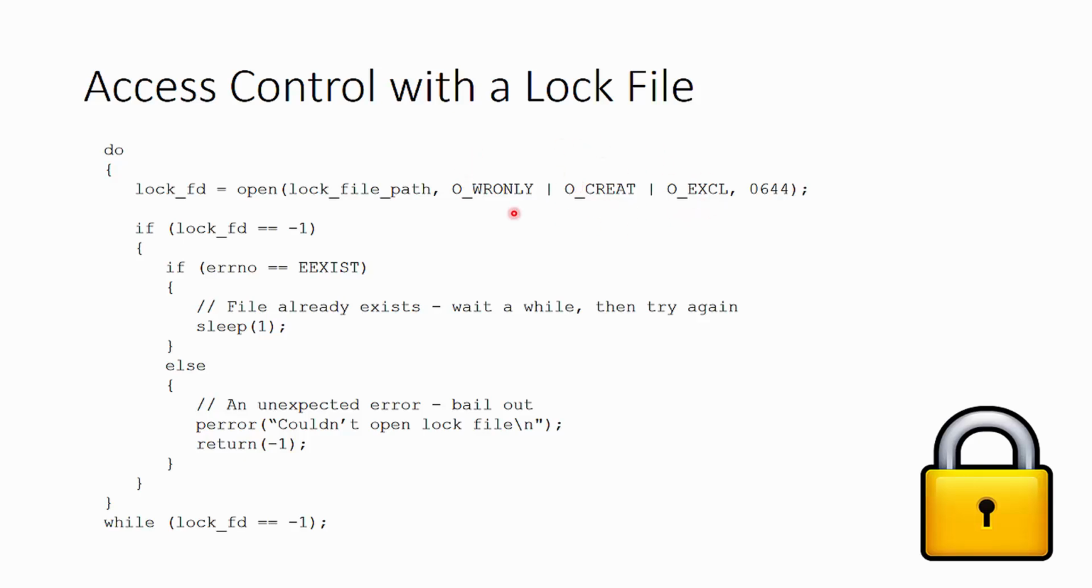And we'll talk more about these flags for open in a later lecture. So if there was some horrible problem, then bail out. Otherwise, if the lock already exists, then we know that some other process has already locked that file. So go ahead and go to sleep for a second here in our little demo code, and then try again on the next iteration through the loop. Otherwise, if there was some really bad error, then bail out of the whole thing and break our function here.